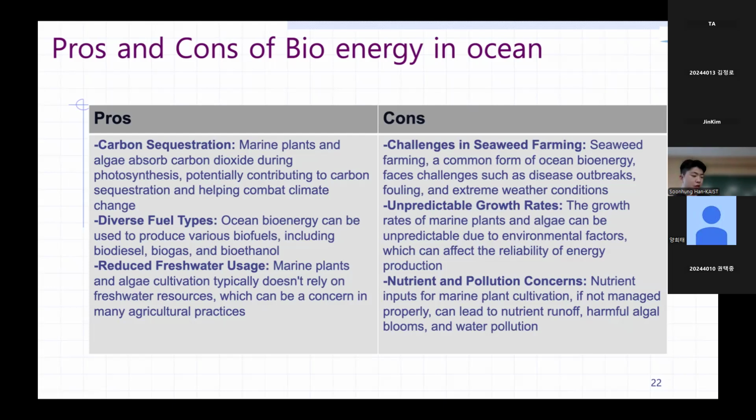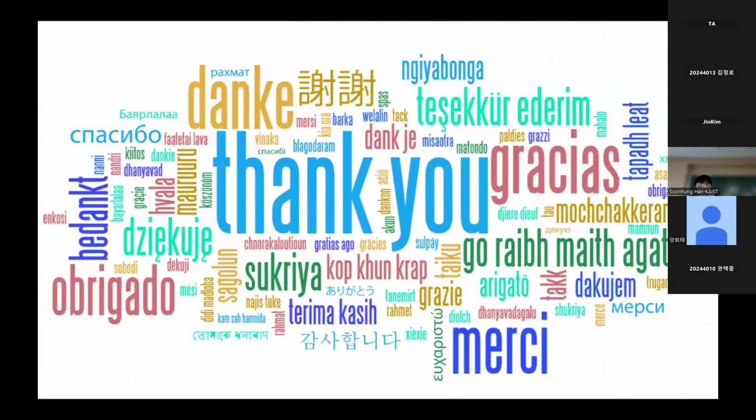It's also hard, like seaweed for food. And also unpredictable growth rates. And then the third one is nutrient and pollution concerns. Seaweed also sometimes pollutes the ocean, so we also have to care about this. Right. Yeah, that's it for today. Thank you so much, everybody.